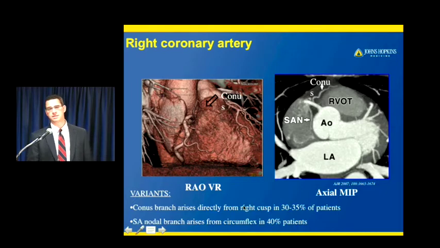Turns out that in some patients, the conus branch can actually arise directly from the right cusp in 30 to 35% of patients.